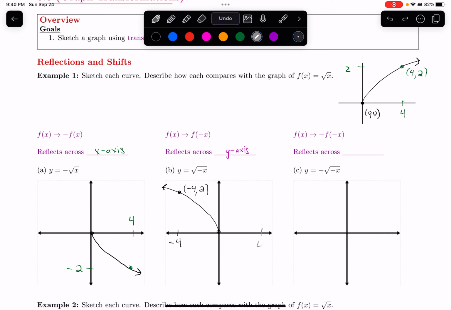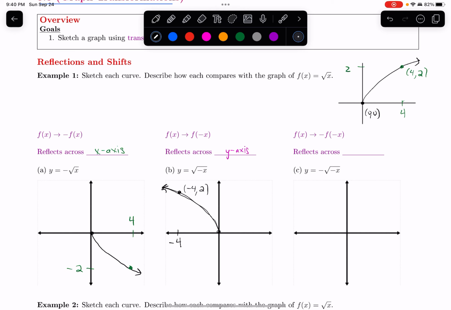Alrighty, so now finally part C. What if I were to throw 2 negatives in there? Not only am I changing the x to a negative x, but I'm also putting a negative in front of the whole thing. So that's going to do both reflections, across the x-axis and across the y-axis. If I do it across the x-axis first, and then I flip it across the y-axis, I'll get the mirror image of that, which is down here. It also turns out I can consider the other order. If I did it across the y-axis first, which was this, and then flip that whole thing across the x-axis, it's down here. Okay, so I'm going to draw that graph.